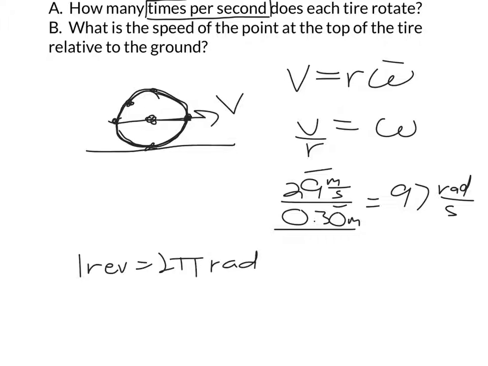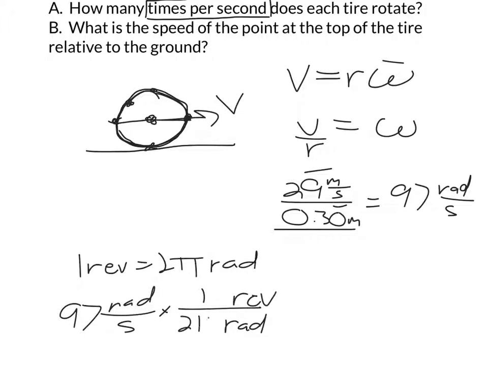And what we want is revolutions per second. So let's do the 97. 97 radians per second times, we want to get rid of radians, we want to get revolutions. And I know 1 revolution is worth 2 pi radians. So I have to take my answer and divide by 2 pi. So divide by 2, divide by pi, and that's a lot less. So that's 15, if I round it, 15 revolutions per second.